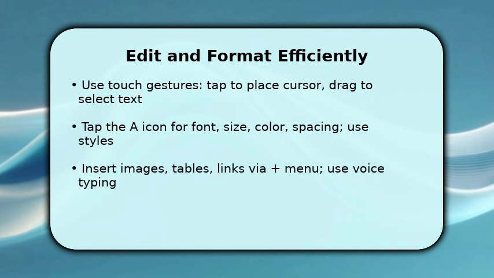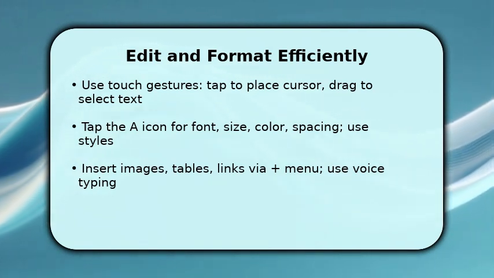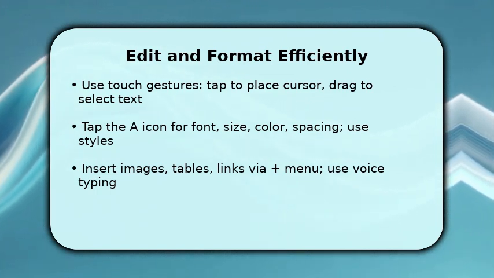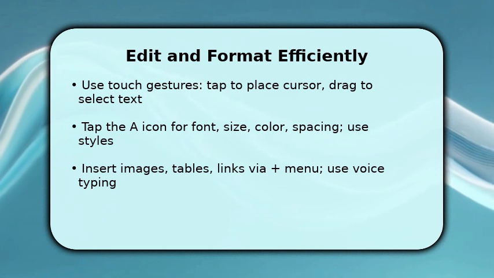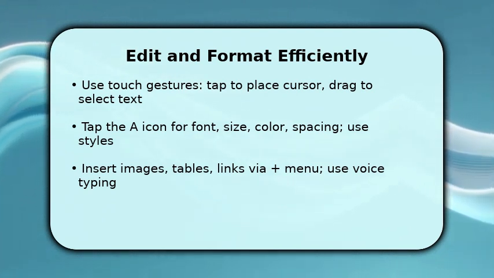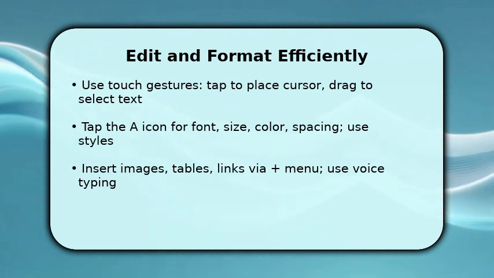You'll now focus on editing. Tap to place the cursor and drag to select text because precise selection speeds formatting. Tap the A format icon to change font, size, color, and line spacing. Use predefined styles to keep headings consistent. Insert images, tables, or links with the plus menu. Images resize with drag handles.